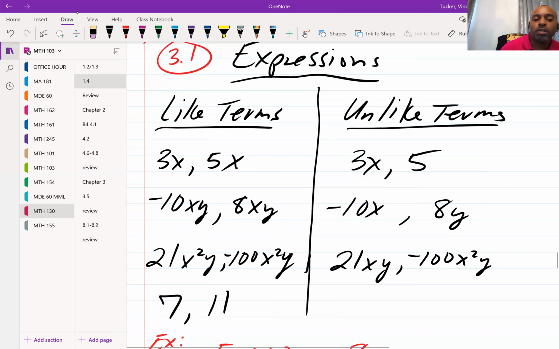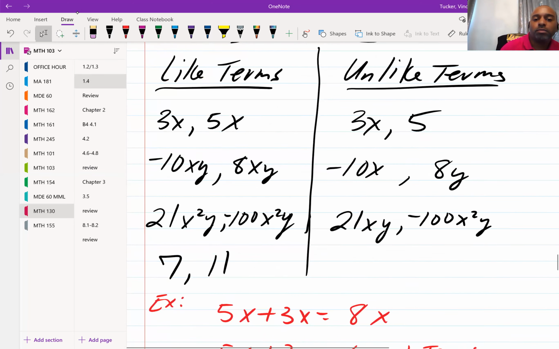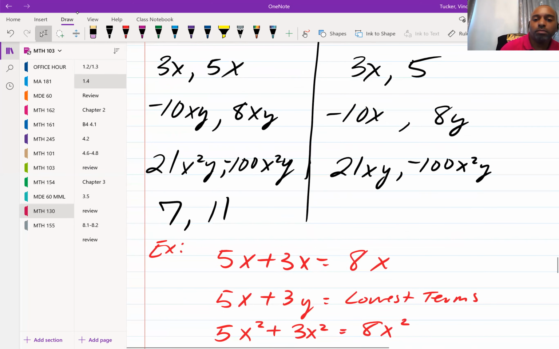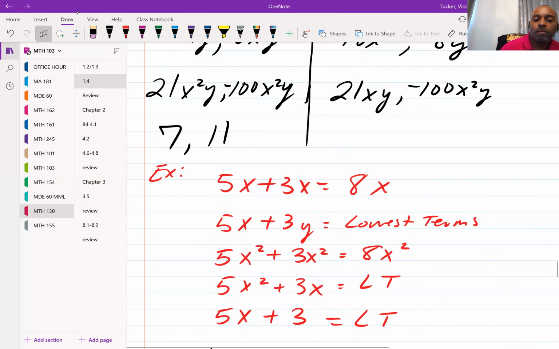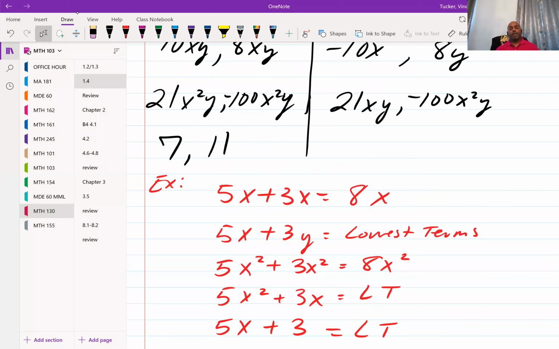All right, can I scroll up? All right, so in the red, we just have a few examples of when you could add terms together, when you could not, and how it affects things when something changes.